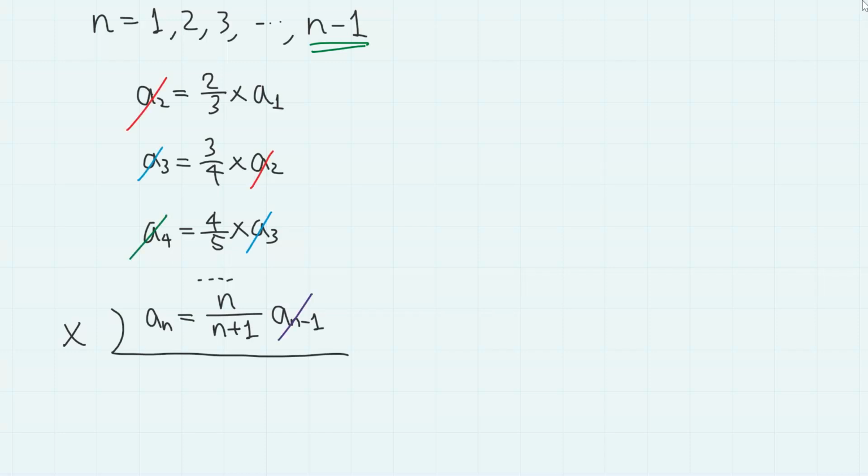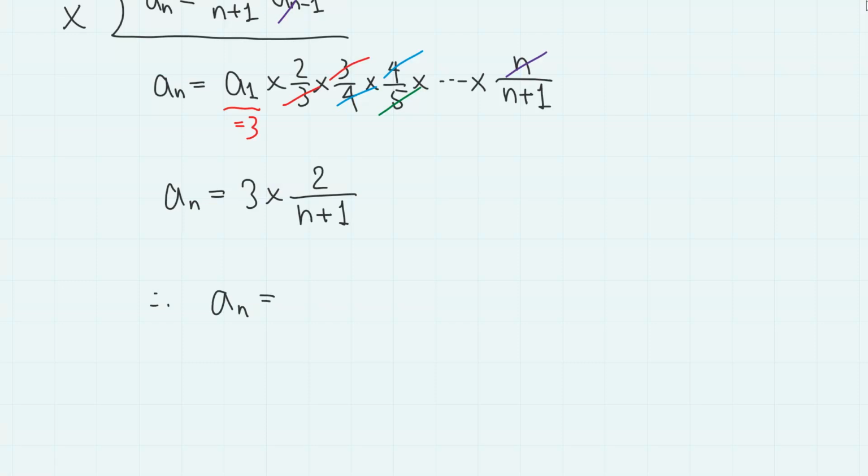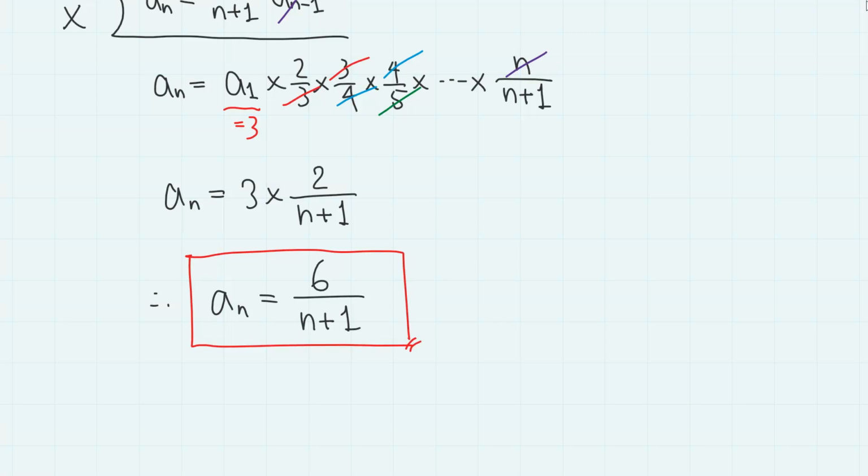terms will cancel out, so we have a_n equals a_1 times 2/3 times 3/4 times 4/5 times, and so on, times n/(n+1). Here it is given that a_1 equals 3, and notice that we can cancel out numbers here as well. So we have a_n equals 3 times 2/(n+1), so we have a_n equals 6/(n+1). And this is the answer for the second problem.